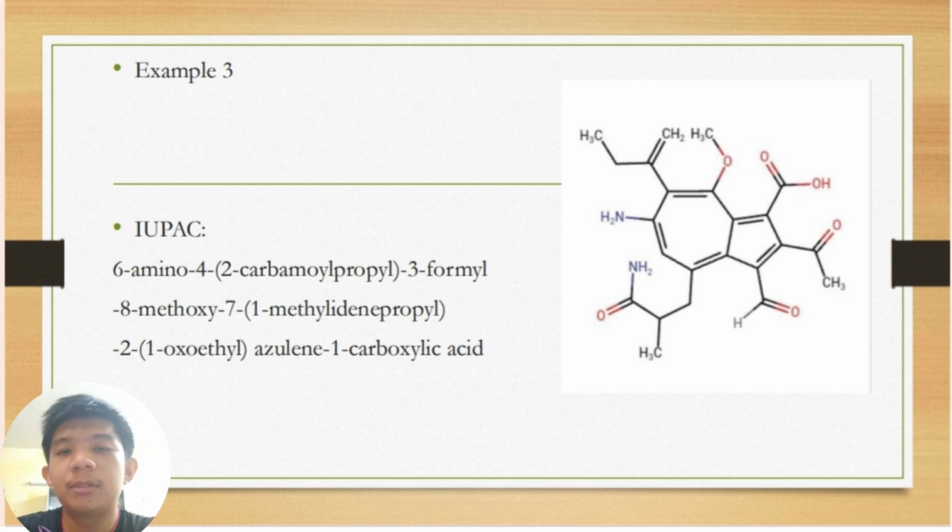So in this case, we name all the substituents. There are 6 substituents there, and then we arrange them in alphabetical order. So the final answer will be 6-amino-4-(2-carbamoylpropyl)-3-formyl-8-methoxy-7-(1-methylenepropyl)-2-(1-oxoethyl)azulene-1-carboxylic acid.